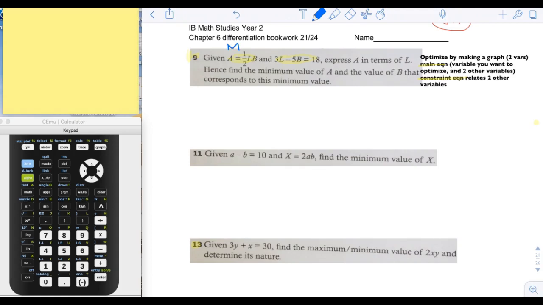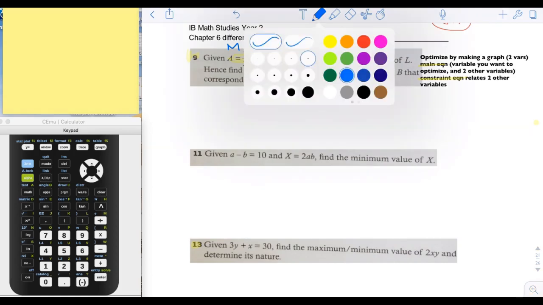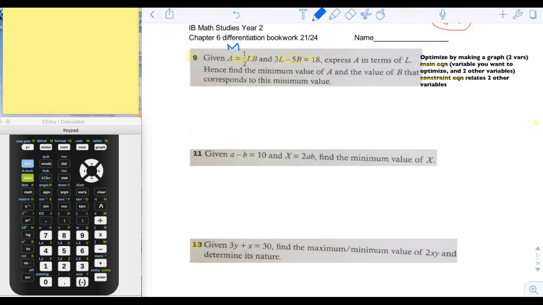Remember, the main equation is the one that you're going to put in the calculator once you reduce the number of variables from 3 to 2. We're going to do a little bit of painful algebra here. It even tells us what it wants: A in terms of L, which means on the left we have A equals something, and in the middle we have L somewhere. But notice there are no B's. They don't want B's. In our main equation, we have A on the left side like we want, but on the right side we have both L and B. So we want to get rid of B. How do we get rid of B?